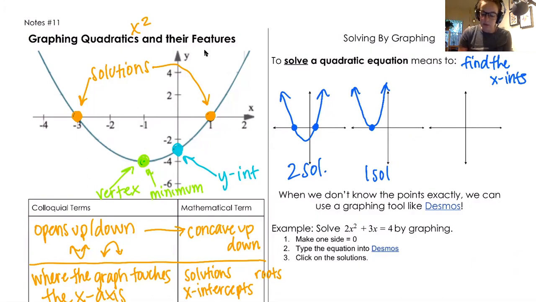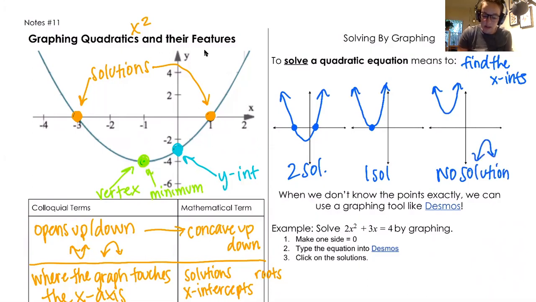And then we also have the possibility that it does not touch the x-axis, right? So you can imagine if I have a graph that goes like this, right? There's no solution there, right? So this would be called no solution or zero solutions, right? It could also be down here.